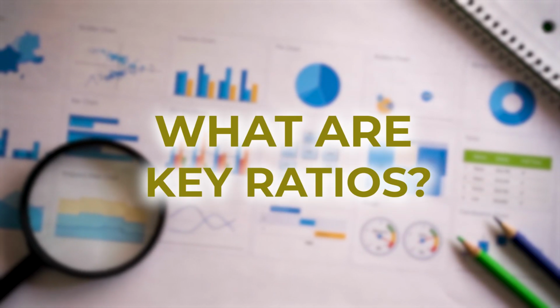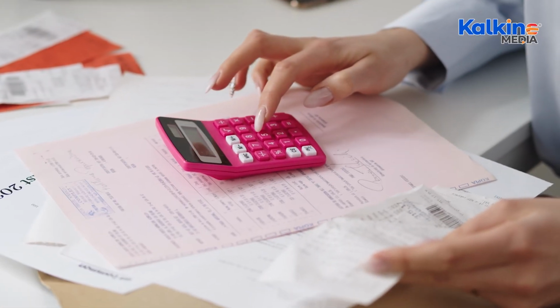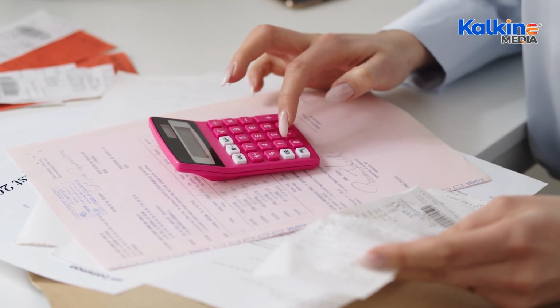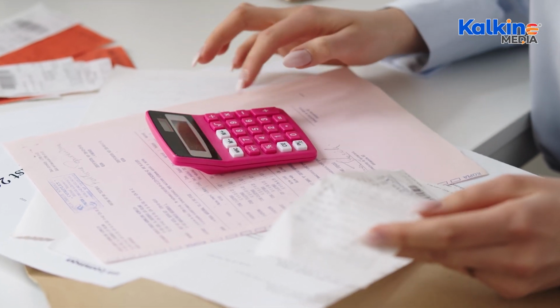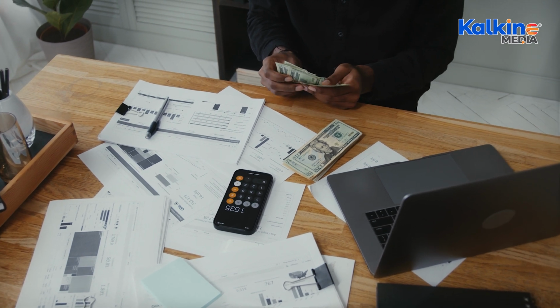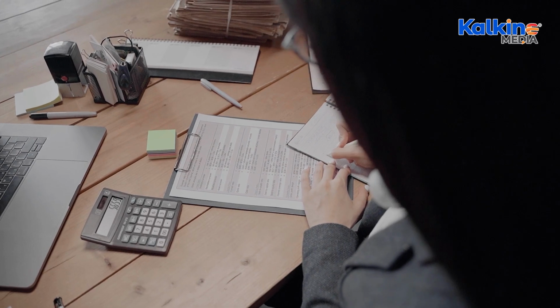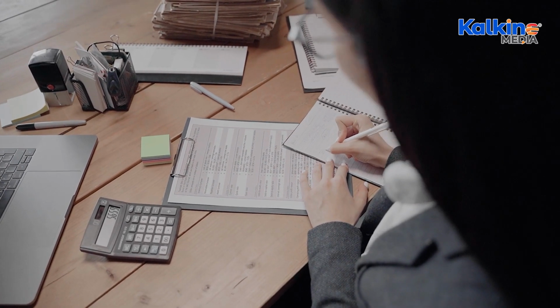What are key ratios? Financial ratios help creditors, investors, and managers assess a company's financial position by analyzing key metrics in areas such as liquidity, efficiency, profitability, and market value. These ratios provide insights into a firm's operational success and overall financial health.